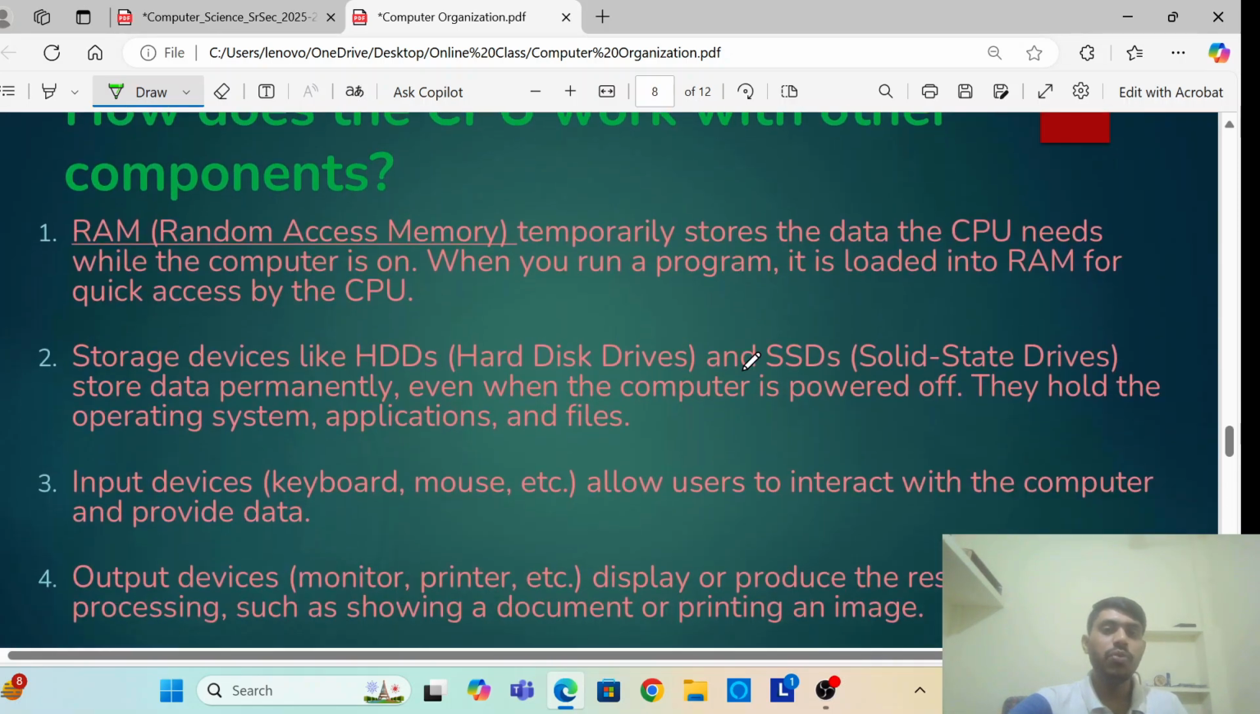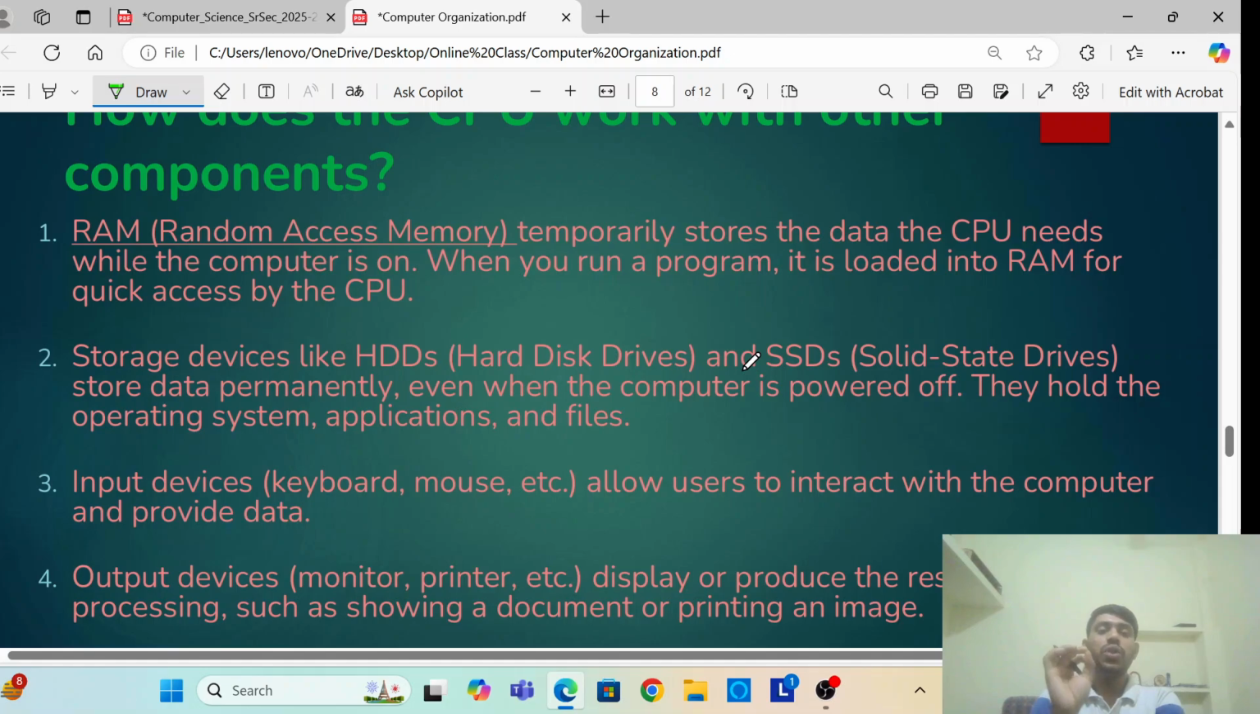Then how does the CPU work with other components? What are the different components the CPU works with? First is random access memory. It temporarily stores the data that the CPU needs while the computer is on. Whatever instruction you load when the computer is on will be loaded into the random access memory. So when you run a program, it is loaded into RAM for quick access by the CPU. Quick access, quick response is needed, so it is stored in the RAM.